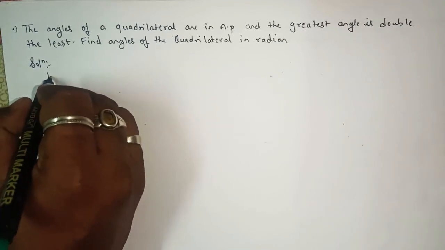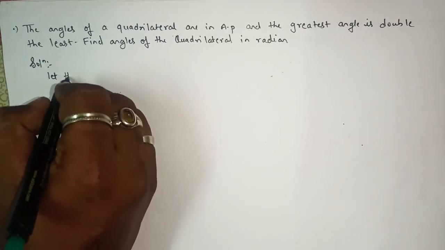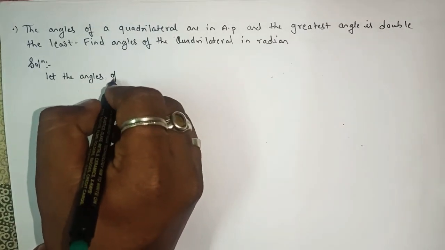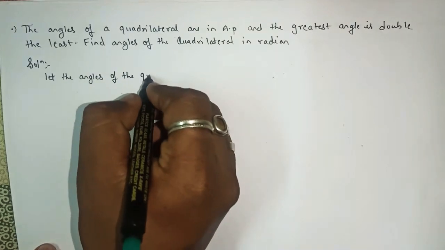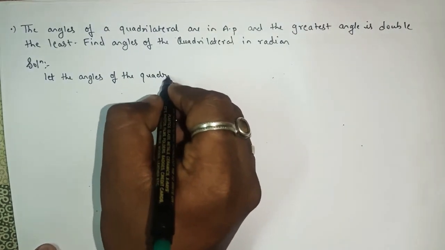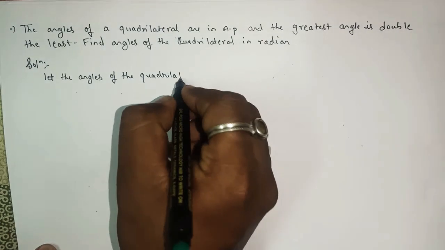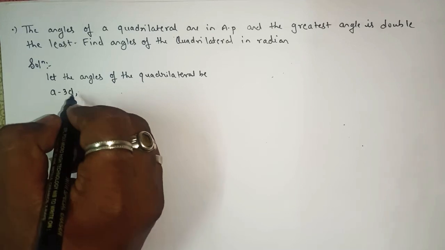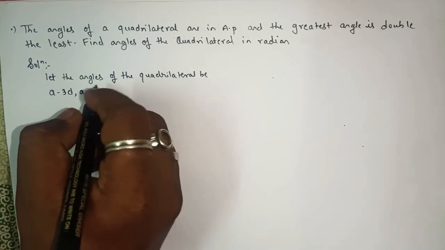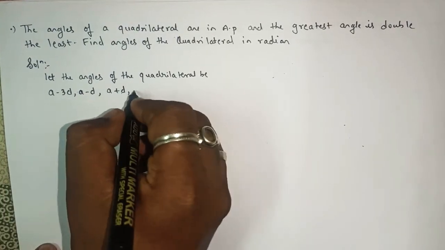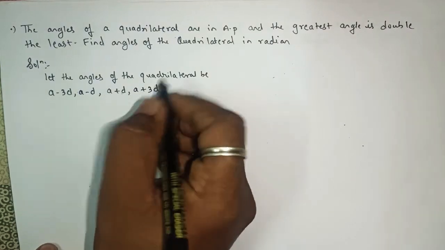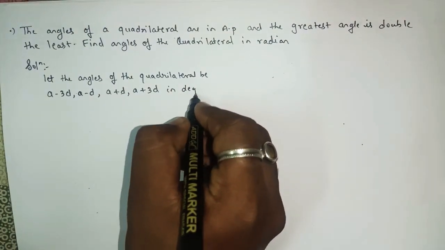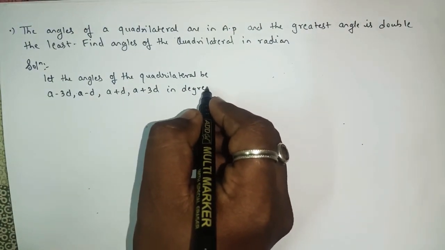So first we will write, let the angles of the quadrilateral be A minus 3D, A minus D, A plus D, and A plus 3D. We'll consider these angles in degree.